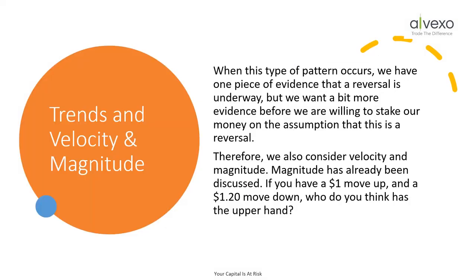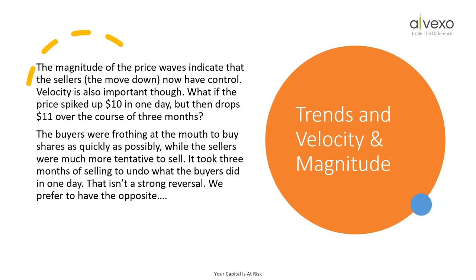Now, when this type of pattern occurs, we have one piece of evidence that a reversal is underway, but we want a bit more evidence before we're willing to stake our money on the assumption that this is a reversal. Therefore, we should consider velocity and magnitude. Magnitude has already been discussed. If you have a $1 move up and make $1.20, who do you think has the upper hand? The buyers. Okay, if you have a $1 move up and a $1.20 move down, who do you think has the upper hand? The sellers. The magnitude of the price waves indicates that the sellers, the move down, now have control.